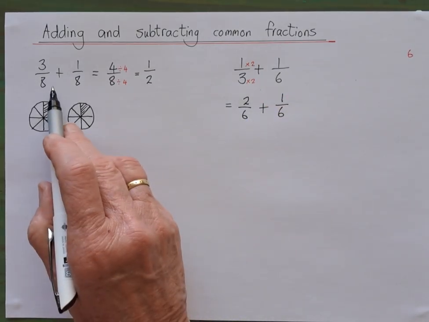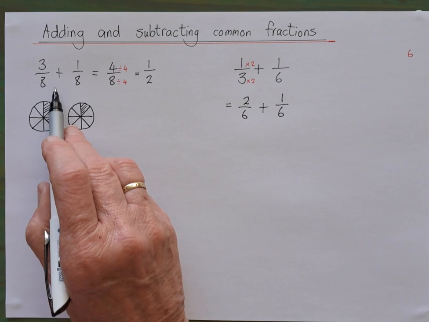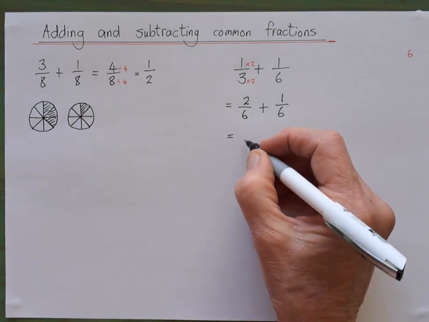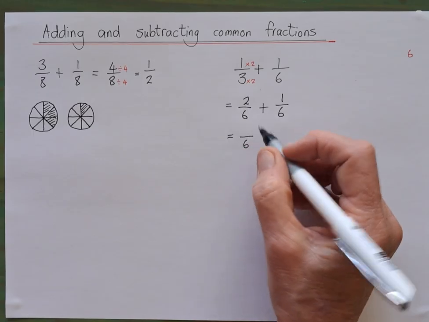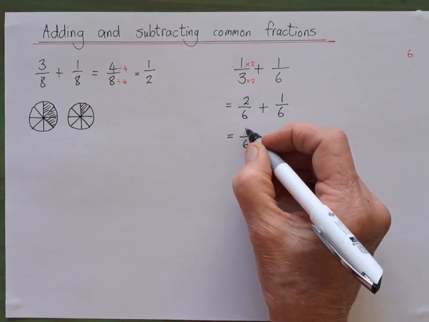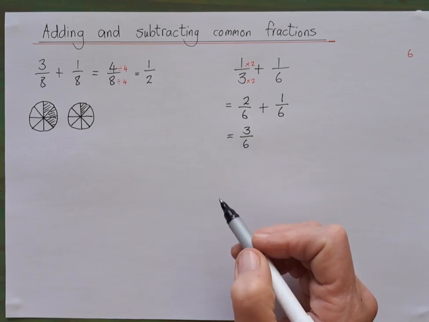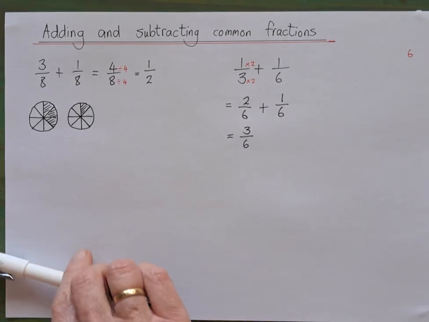Now I'm back in this sort of situation where the denominators are the same. And if they are the same, then I can go ahead and write down the denominator and add the numerators. 2 plus 1 is 3. So again, this is the answer, but it's not in its simplest form.